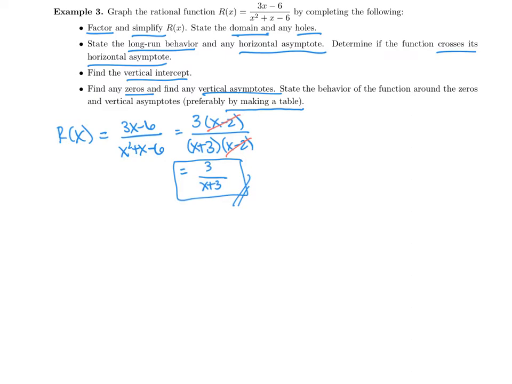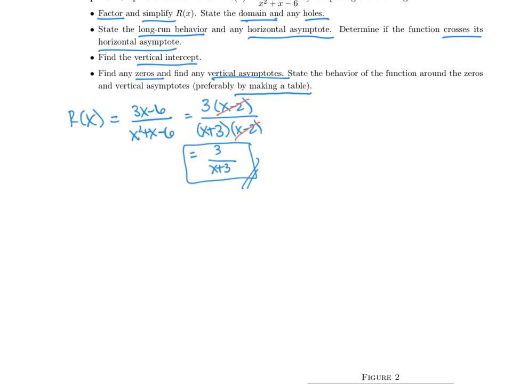So for a hole, you're going to take the x value of that hole, plug it into the equation, and solve. So for us, since we have a factor of x minus 2, I set that equal to 0, and we get x is equal to 2. So we'll find r of 2, so that's going to be 3 over 2 plus 3, which is 3 over 5. So we're going to have a hole at the point 2, 3/5. We're going to have to remember that for later.